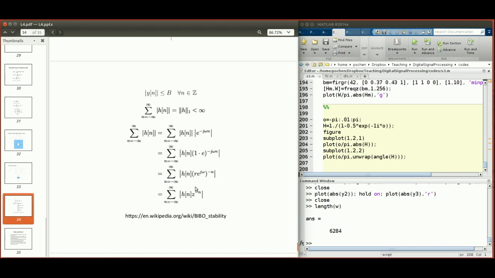So it means that for a system to be stable, satisfying this absolutely summable condition, the unit circle has to be in the region of convergence, or ROC. And that actually gives you the bounded input, bounded output, right?